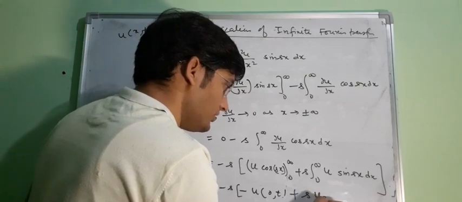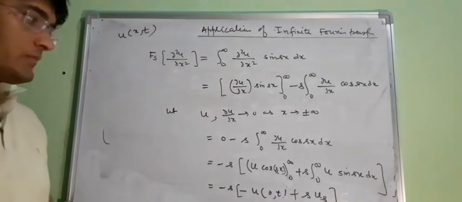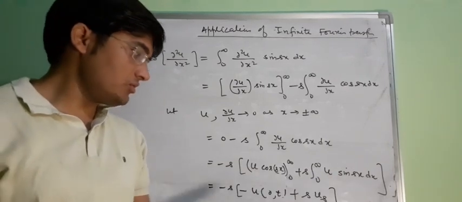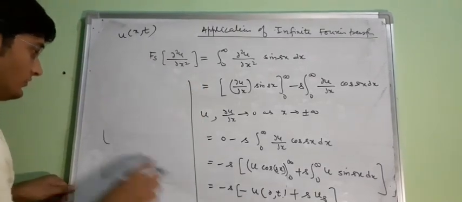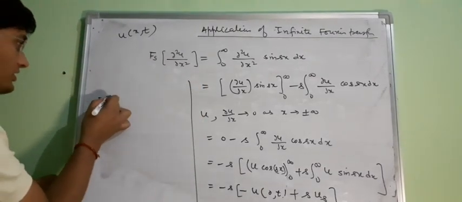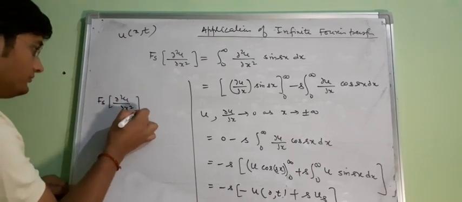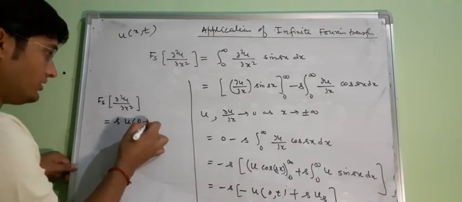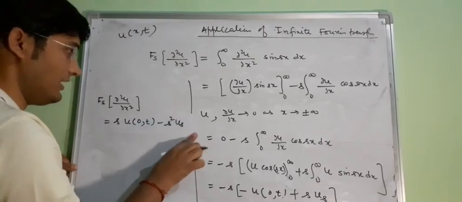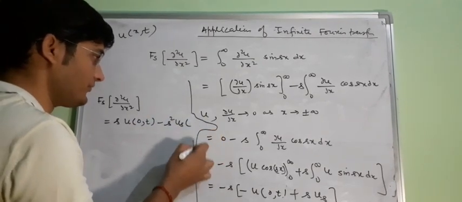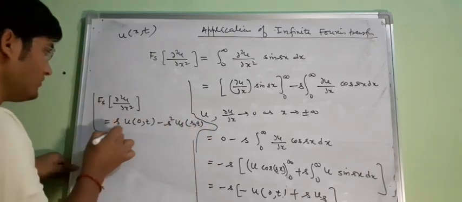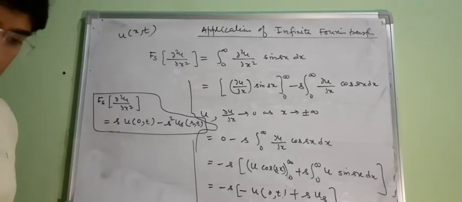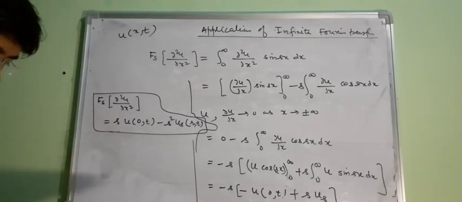So here you will get the Fourier transformation of u. This is the definition of the Fourier transformation of u, that means the Fourier Sine transformation of u. Thus, we have the result: the Fourier transformation of ∂²u/∂x² is equal to s u(0,t) minus s² ū(s,t), which is a function of s and t. So this is the Fourier Sine transformation of ∂²u/∂x², and we will need this result in our problems.